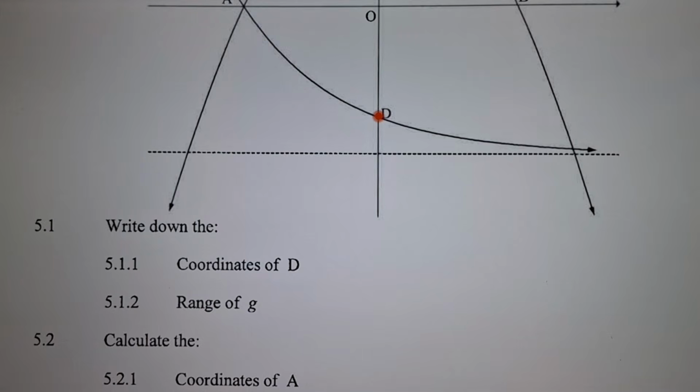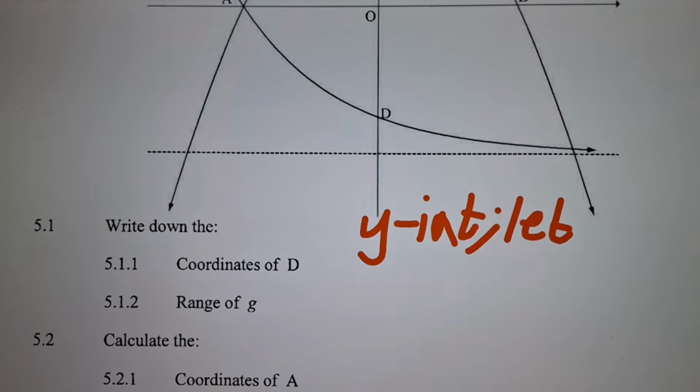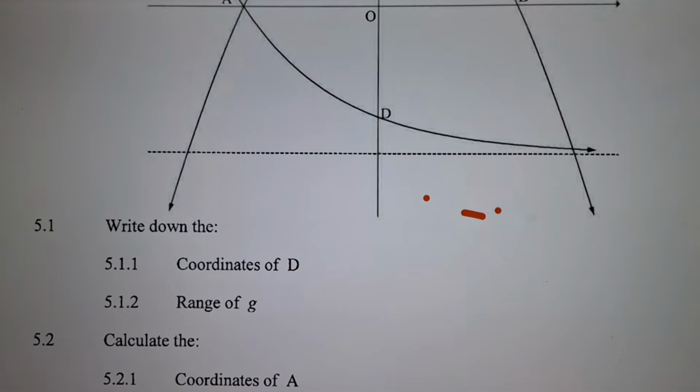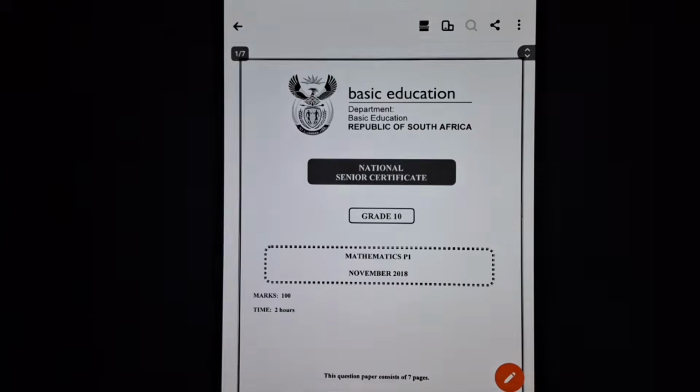If D is the y-intercept, every time we calculate the y-intercept, you must let x equal 0. Let x equal 0. That is the law. So if D is the y-intercept, it means that x is equal to 0. When we calculate the coordinates of something, we have the x coordinate and the y coordinate. The x coordinate, we already say it's 0. What about the y coordinate? How are we going to calculate it? Let me show you.